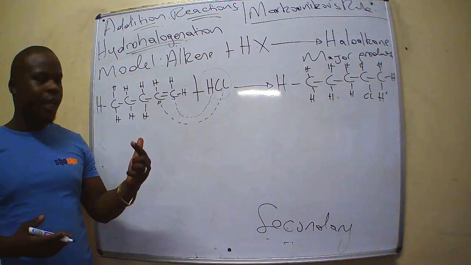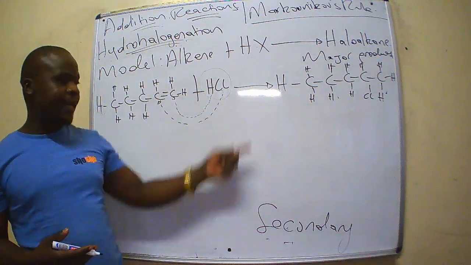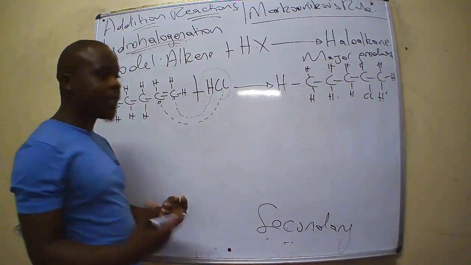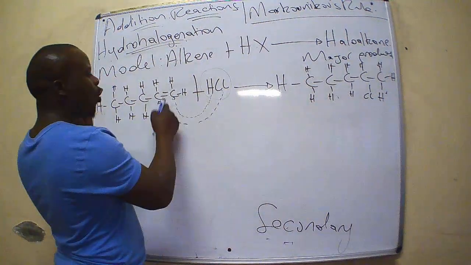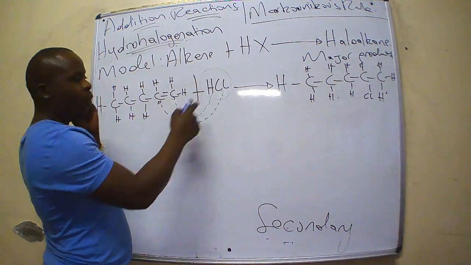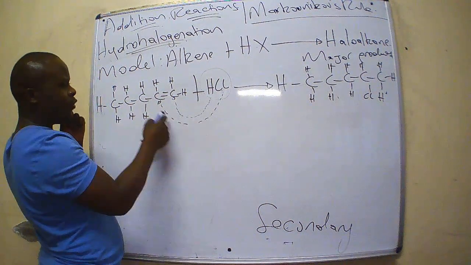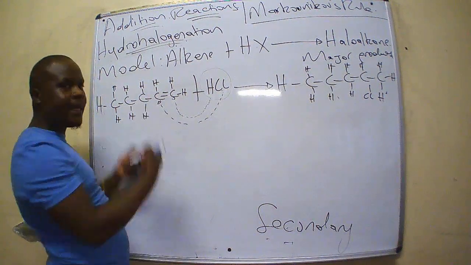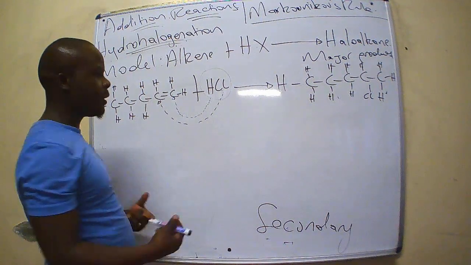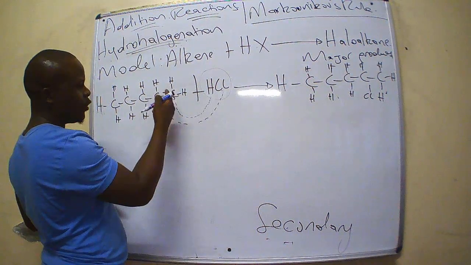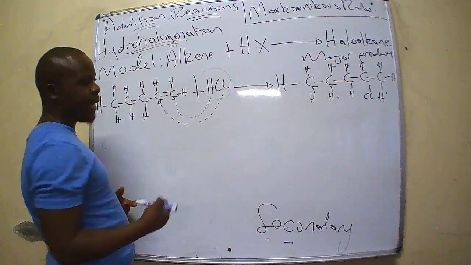And like I said, we also get a secondary product. What is the secondary product? A secondary product in this case is made when the opposite takes place. When the hydrogen atom from this molecule attaches itself to the carbon with fewer other hydrogen atoms, and the chlorine atom attaches itself to the carbon with the most other hydrogen atoms, a secondary product is formed.